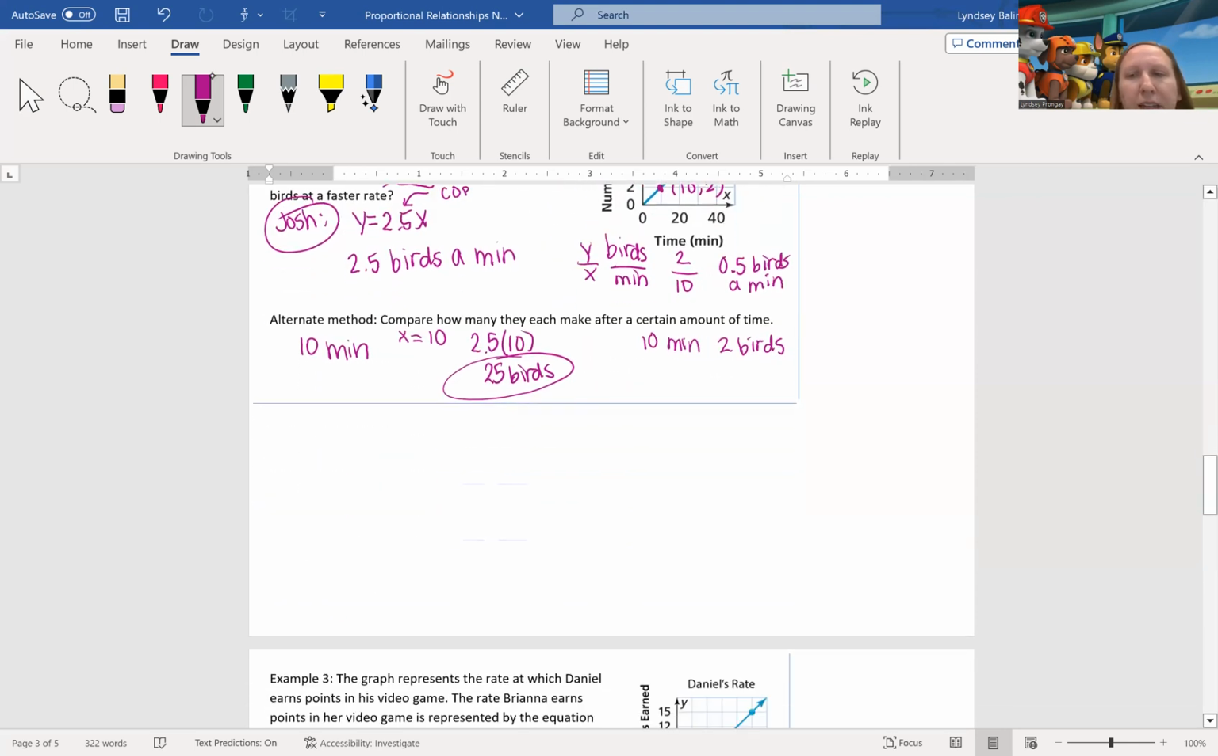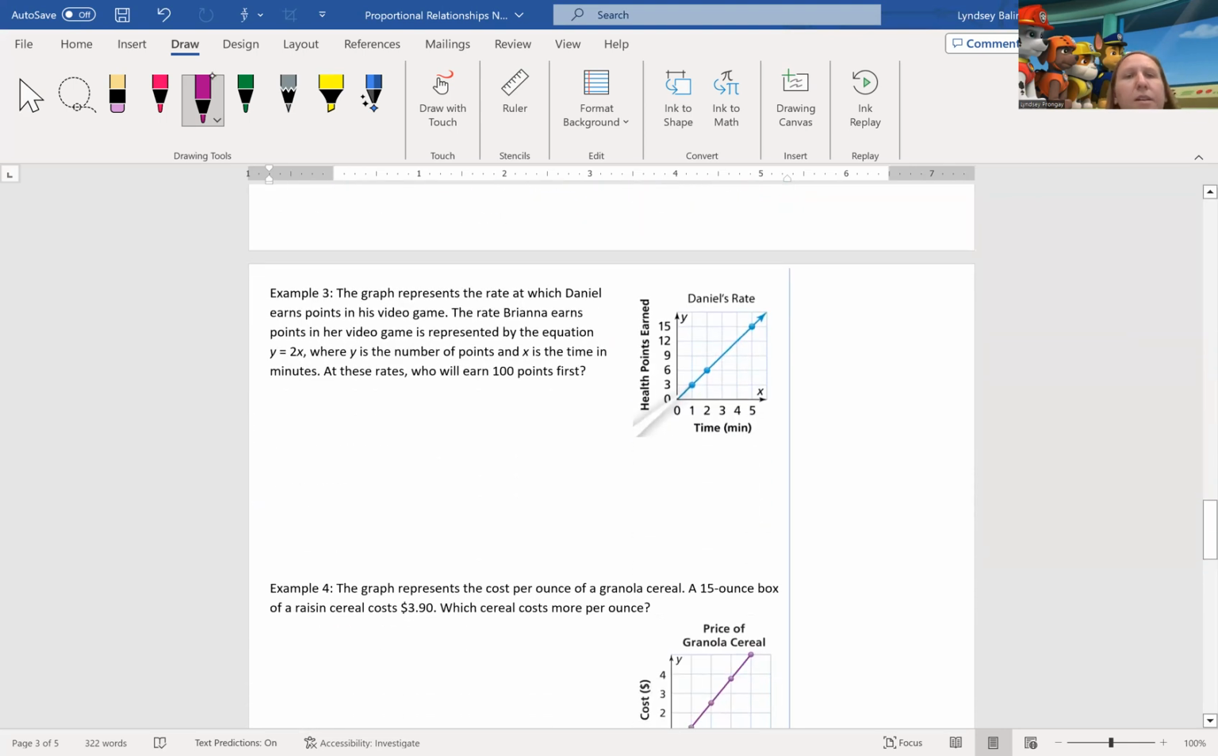Okay, we're going to go to the second page of notes. This one says example 3, the graph represents the rate at which Daniel earns points in his video game. The rate Brianna earns points in her video game is represented by the equation y equals 2x. So we got Daniel's graph, and Brianna is going to be y equals 2x, where y is the number of points, x is the time in minutes. So once again, if x was 1, 2 times 1 is 2, it's saying she's gaining 2 points in her game per minute.